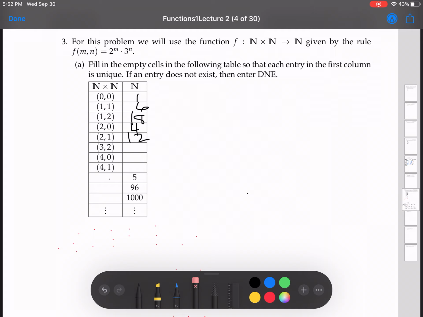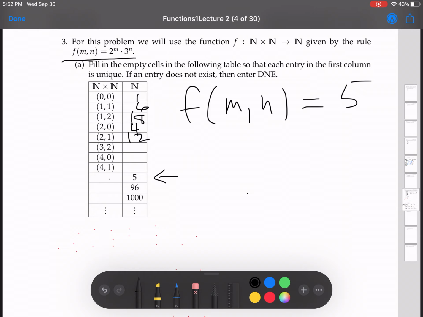Now let's look at this 5 here. Okay, so we want to find m, n such that f of (m, n) equals 5. We have a rule for that, right? So that's 2 to the m times 3 to the n equals 5. So now think about this, right? Are there any m's and n's in the natural numbers?